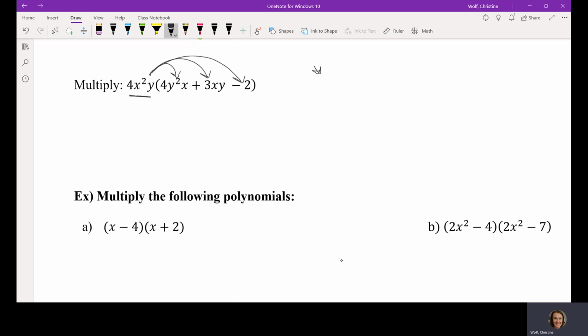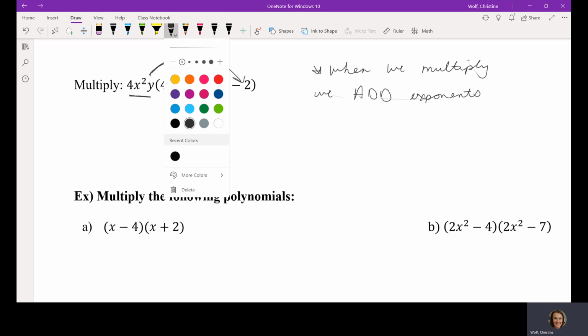So I'm going to write that over here. When we multiply, we add exponents.